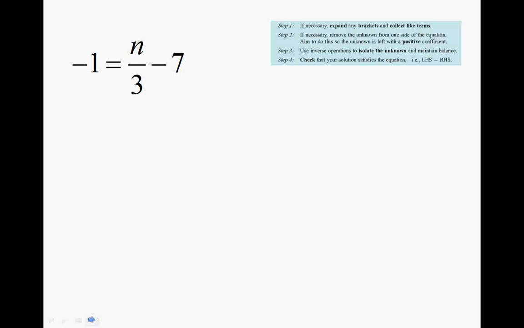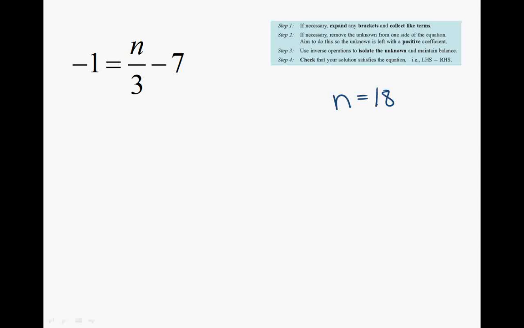Okay, so try this one. Press pause, and let's see how you do. The answer is n equals 18. If you need to see the work, keep watching the video. If not, feel free to fast forward to the next example.